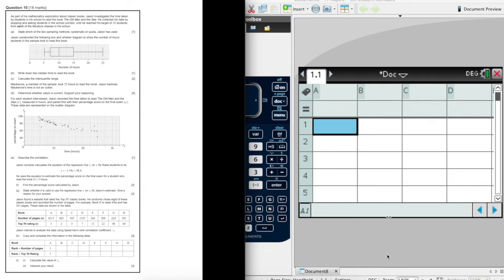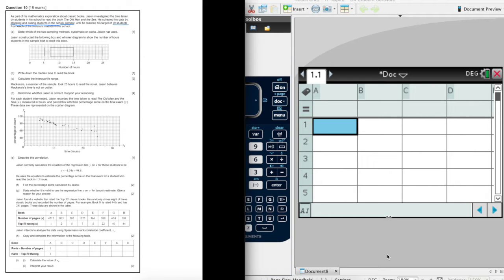box and whisker chart, okay, and we need to state which of the two sampling methods, either the systematic or the quota, that he's used. Okay, so it says there, we highlight the key information, that he collected his data by stopping and asking students in the school corridor until he reached his target of 10 students. Okay, and that was from each of the literature classes in his school. Okay, so each of the literature classes.